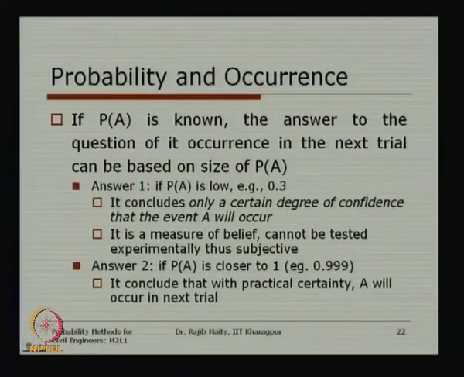But it never says that if you consider some n number of trials, it will happen exactly the probability number multiplied by the total number of trials. It may not occur in that exact way. So the probability and occurrence of a particular event should be assessed in this particular way.